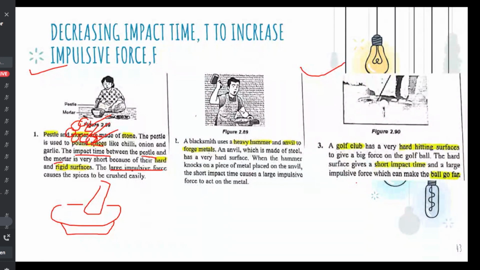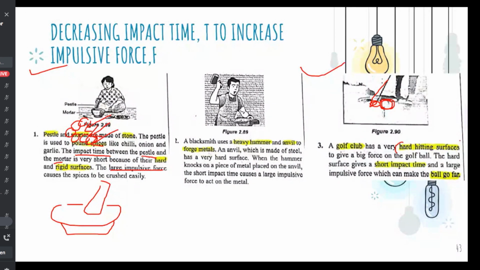Okay, and next one is a golf club. A golf club is like this thing, and this is the golf ball. Basically this golf club is usually made of very hard materials like steel. The reason why we use steel as a golf club material is because we want it to have a very hard hitting surface.